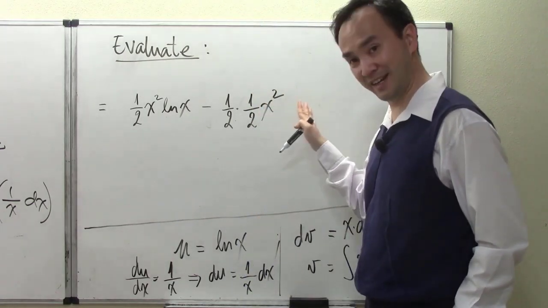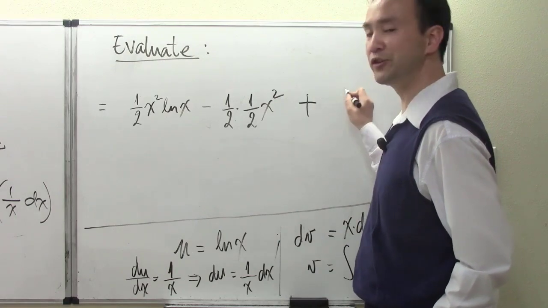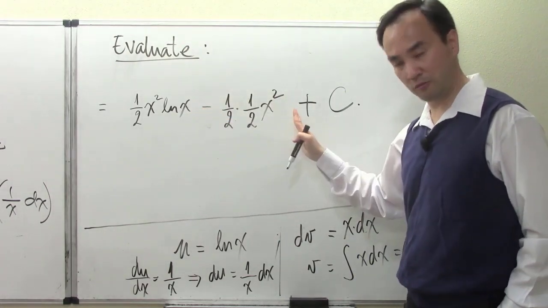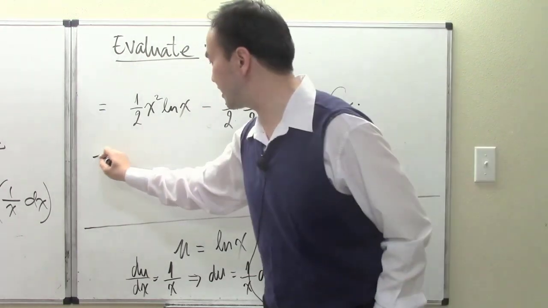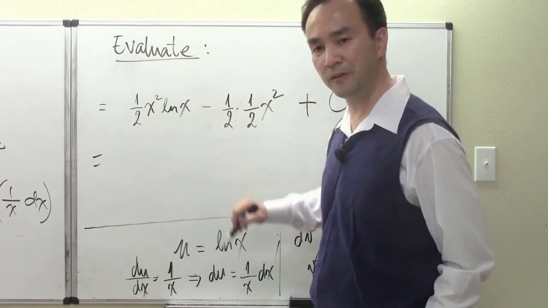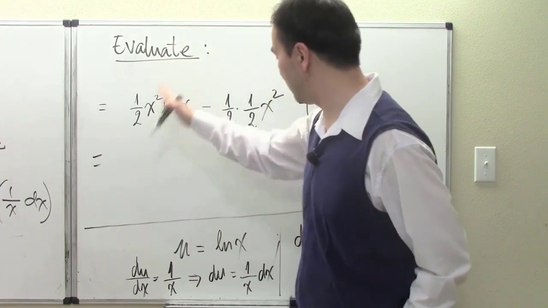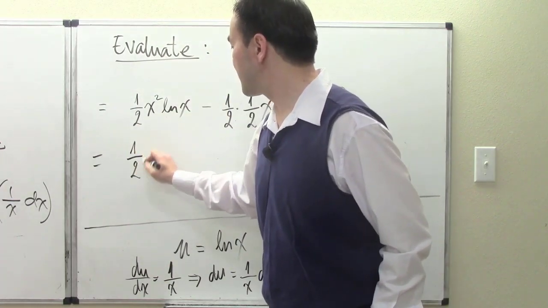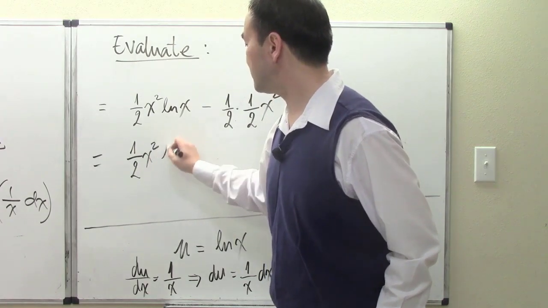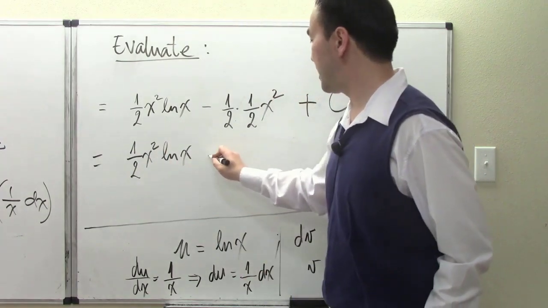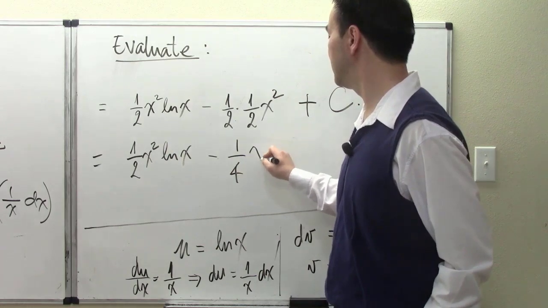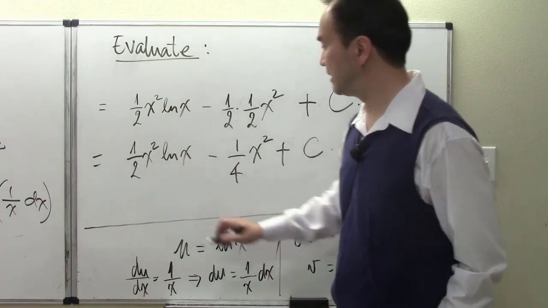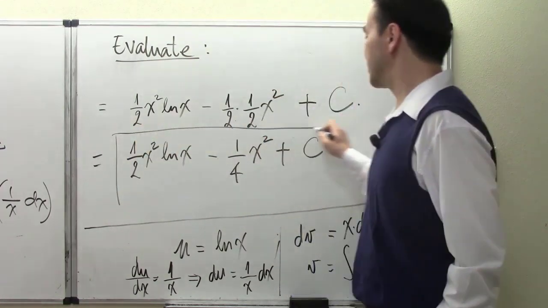With this one here, your answer needs a plus c. And so no more integral. We have found the answer to all integrals. And yes, we should multiply these two coefficients together. So as an overall final answer, 1/2 x squared natural log of x minus 1/4 x squared plus c. And this is your final answer.